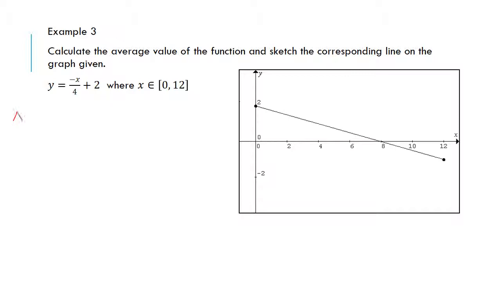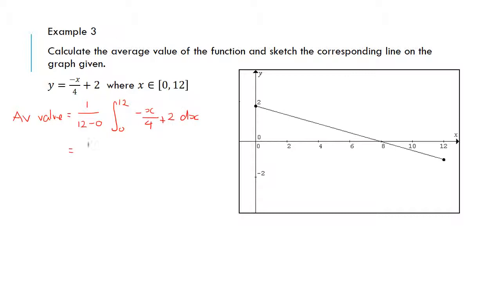Alright, so to find our average value, we set up our integral. Before that, we need the start of our fraction. So we are going to say 1 over b minus a, which is 12 minus 0 in this case, integral from our a value to our b value of this particular function dx.